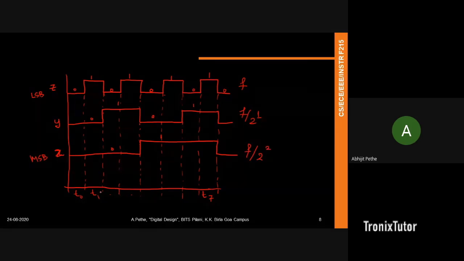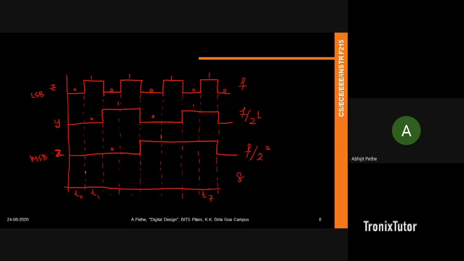So as I have more and more variables, as I move from the LSB towards the MSB, I'll see that its frequency drops down. So if I want to generate all 8 combinations, all I can do is generate 3 pulse trains, one which has a frequency F, one which has a frequency F by 2, one which has a frequency F by 4, and I can get all the 8 combinations.